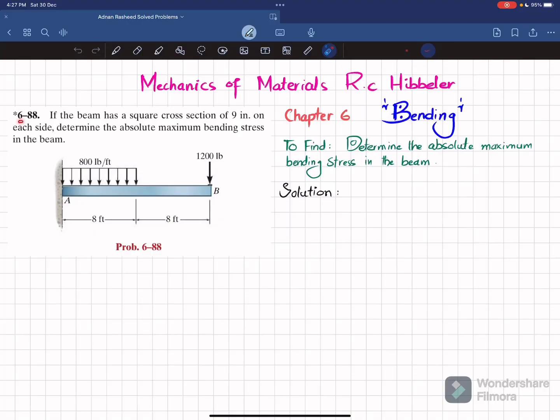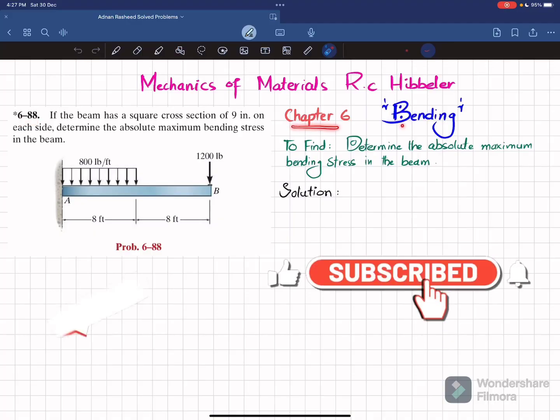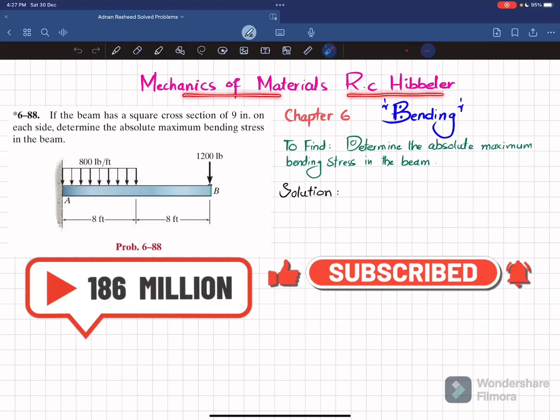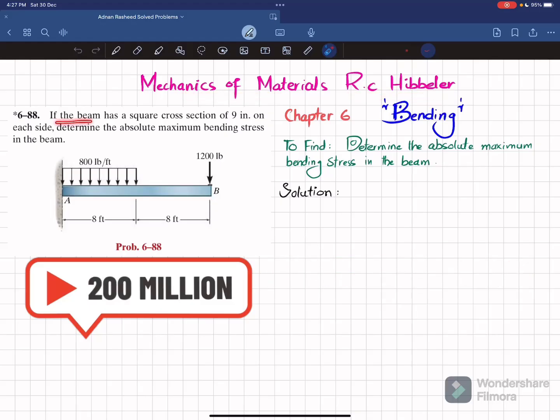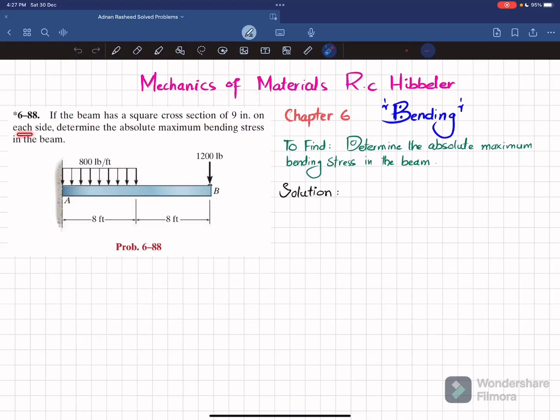Welcome back. Problem 6-88. This problem is taken from chapter number 6, that is bending, and the book name is Mechanics of Materials by R.C. Hibbeler. So the statement is, if the beam has a square cross section of 9 inch on each side, determine the absolute maximum bending stress in the beam.